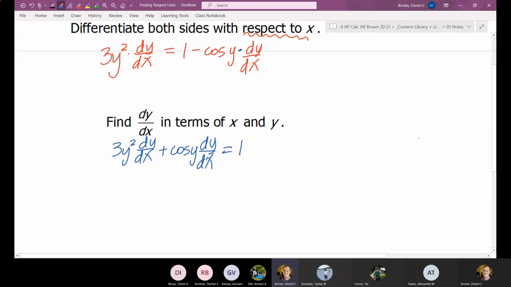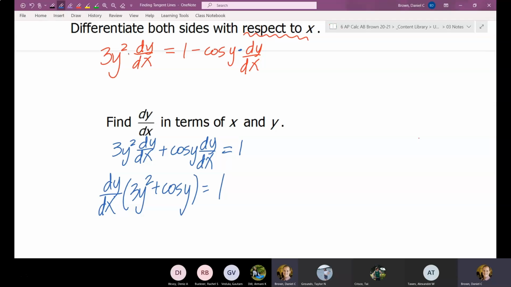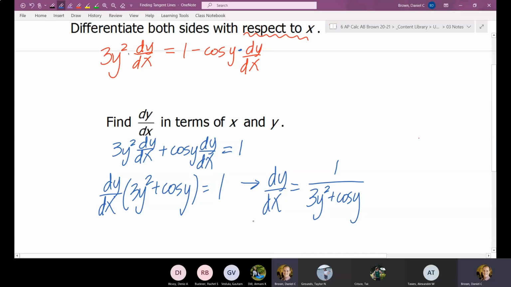And then if I want to solve for dy/dx, I notice that both of those terms have a dy/dx in them. Well, if we have terms with something in common, we can factor it out. So I'm going to go ahead and factor out that dy/dx. These steps show up over and over again, so it's good to follow that process. And then if I want dy/dx to be by itself, I just want to divide by what was left over in parentheses. So my final answer, the derivative of this function, is the same thing as saying 1 over 3y squared plus the cosine of y.